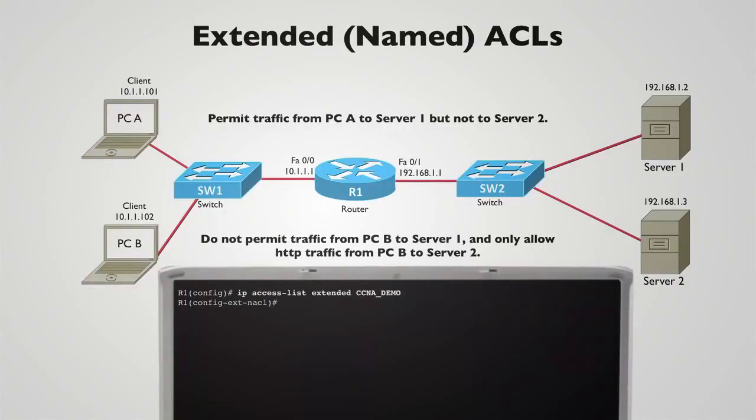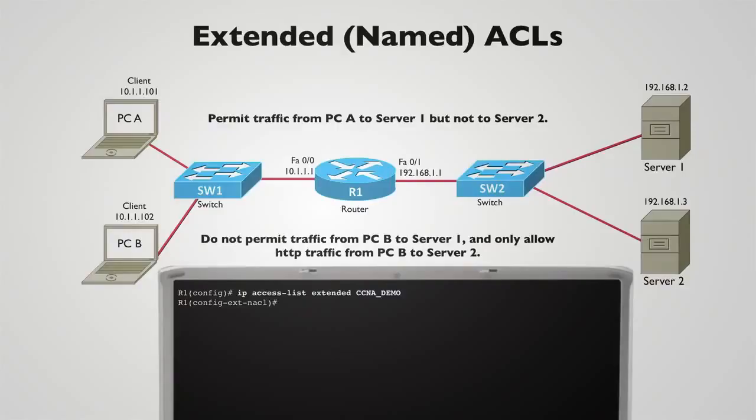From global configuration mode, we say IP access-list extended. We could say standard. You can have a standard named access control list. That's okay, but here we're doing an extended access control list, and I'm just naming it CCNA_demo. A practice that I like to use is when I come up with a name, like CCNA_demo here, I like to use all uppercase when I give a name to something within Cisco IOS. That way, when I'm looking through my config, if anything is in all uppercase, I know that's probably a name that I created. That's not some sort of a Cisco IOS keyword.